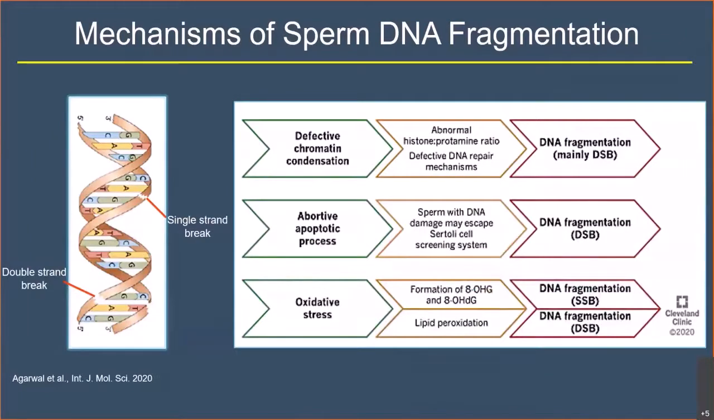So let's move on. This is, on the left side, as you can see, a picture of DNA. Sperm DNA fragmentation can occur at just one or both strands of DNA, resulting in single and double strand breaks. Here in this picture, I illustrate three different mechanisms which can result in sperm DNA fragmentation: defective chromatin condensation, an abortive apoptotic process, as well as oxidative stress. All these three processes can lead to fragmentation at single or double strand breaks.